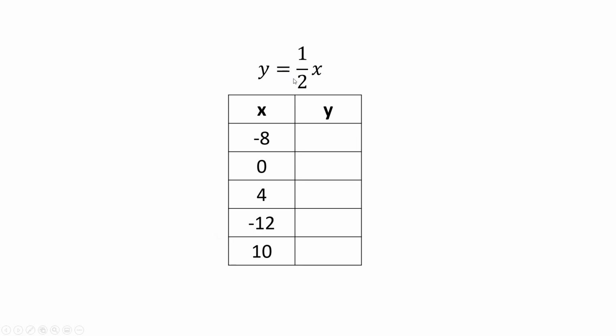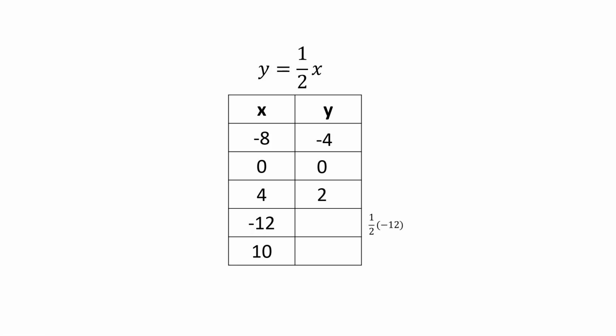We have y equals 1/2 x. You could even do fractions. You could do half of the input. So x is -8. Half of -8 is -4. When x is 0, half of nothing is nothing. When x is 4, half of 4 is 2.